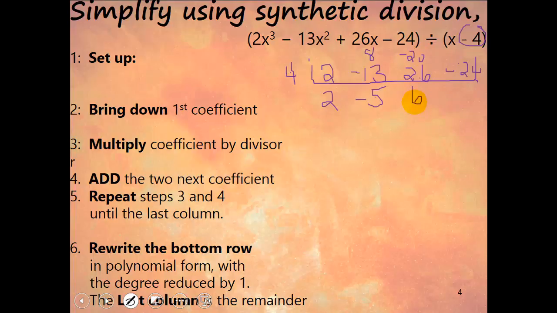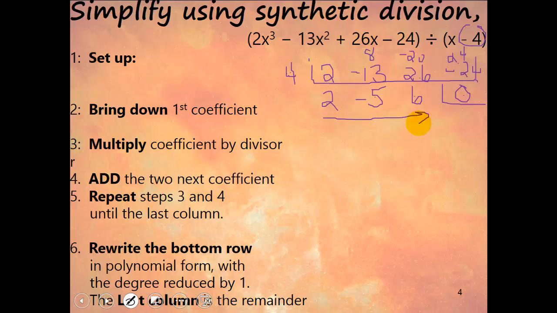Now I'm going to repeat that again. 6 times 4 is positive 24, and I add it to negative 24, and it gives me a 0. I always box that last number off because that's my remainder. So I've gone through steps 3 and 4 repeatedly all the way across the row.